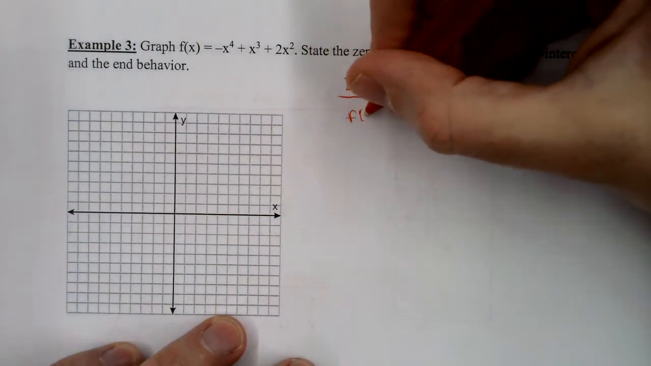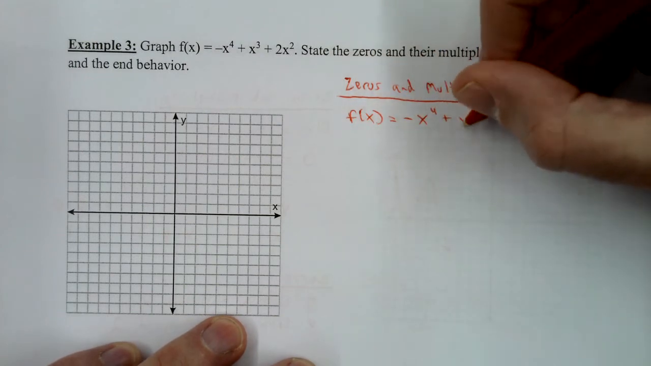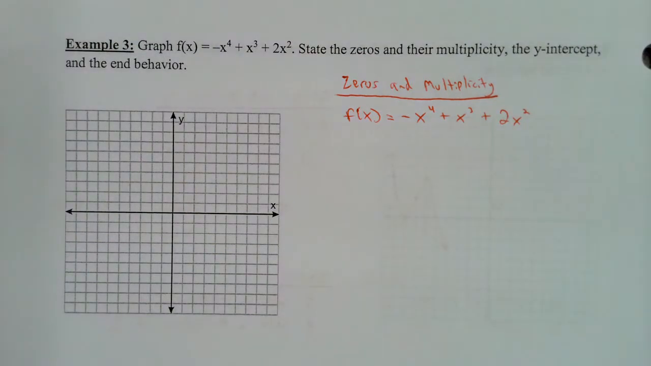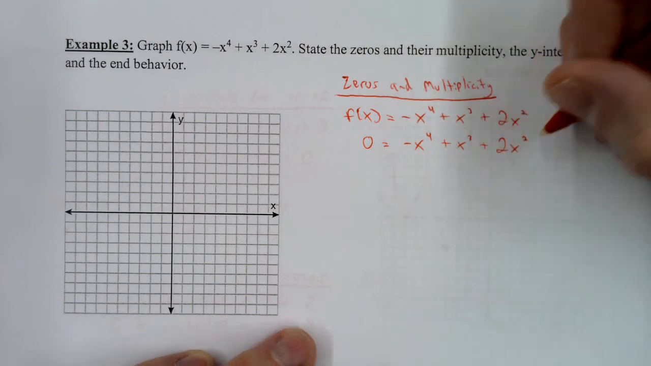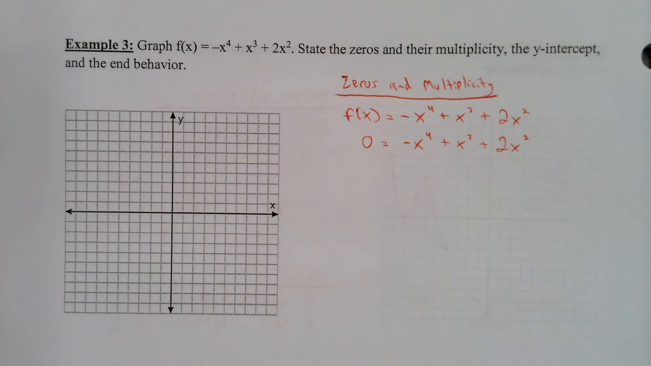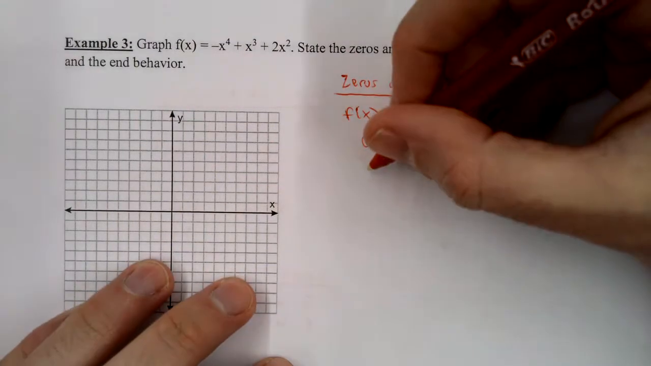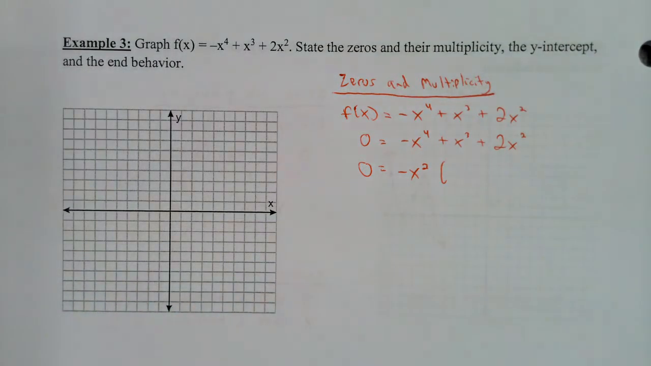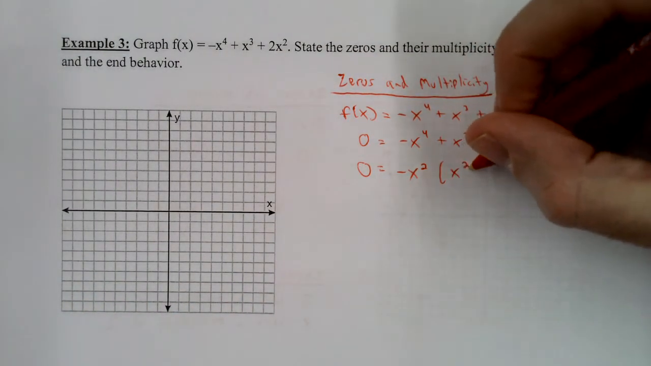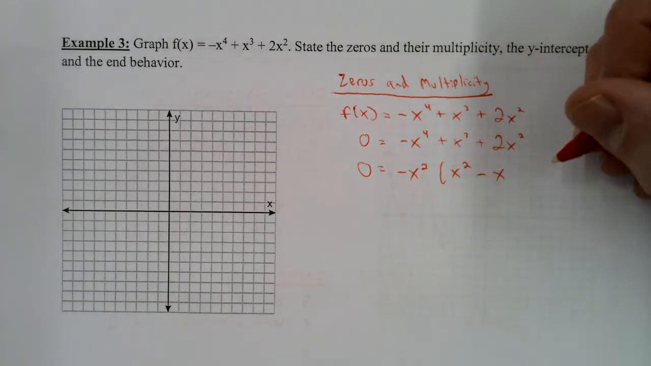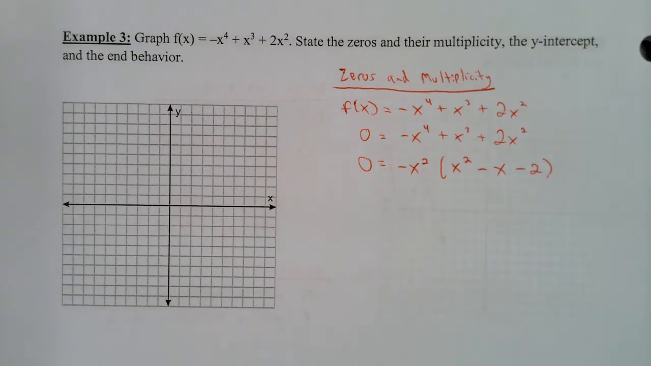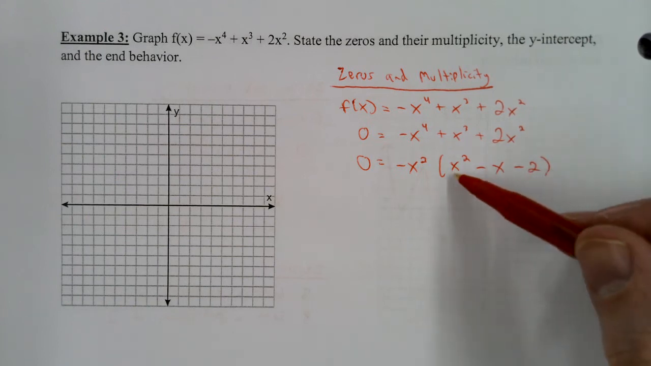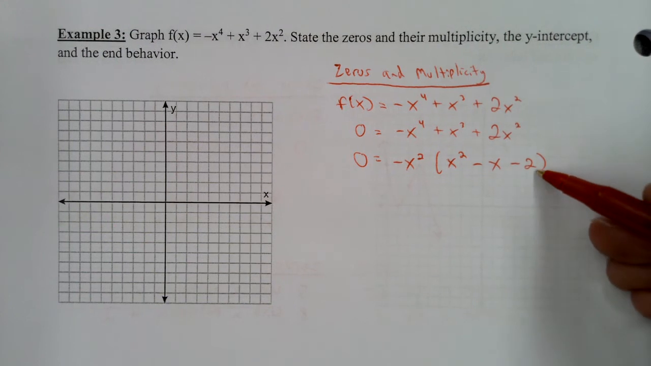Let me just copy down the problem. We're going to find the zeros. Take out the GCF, which will be x squared. And what I'm going to choose to do is take out a negative x squared, so the first term will be positive. Okay? I'm going to take out a GCF of negative x squared, which leaves me with the following. X squared minus x minus 2. Now I'm going to factor what's in the parentheses. What 2 numbers multiply to negative 2 and add to negative 1?